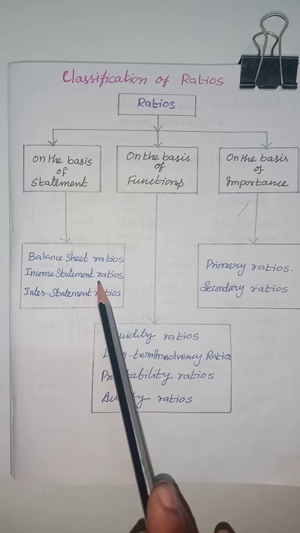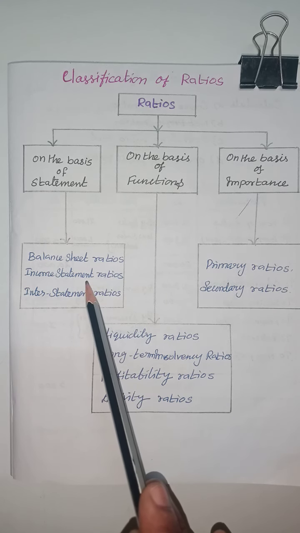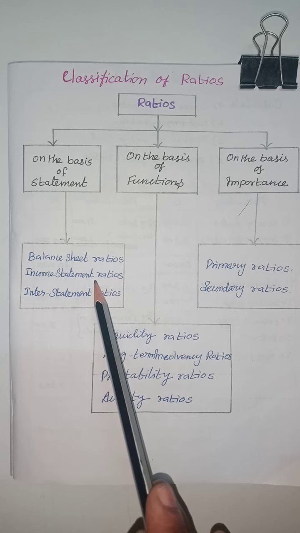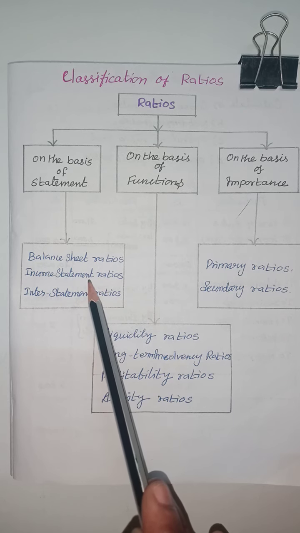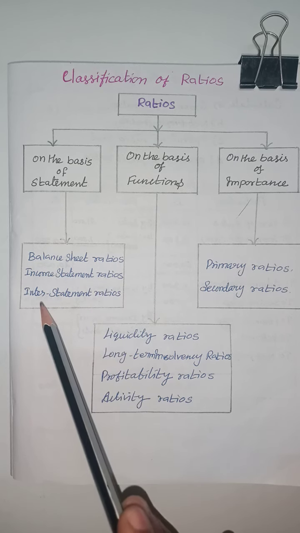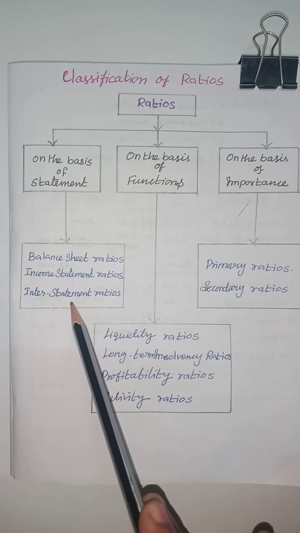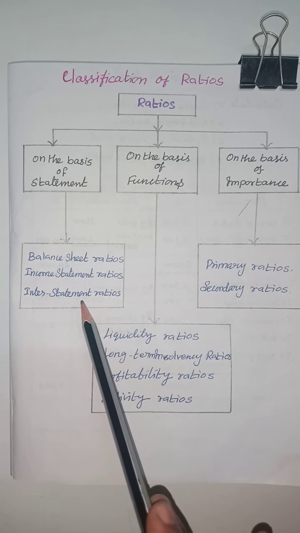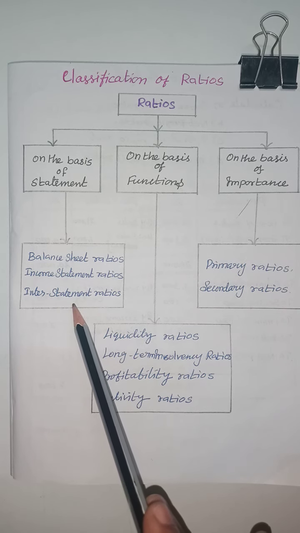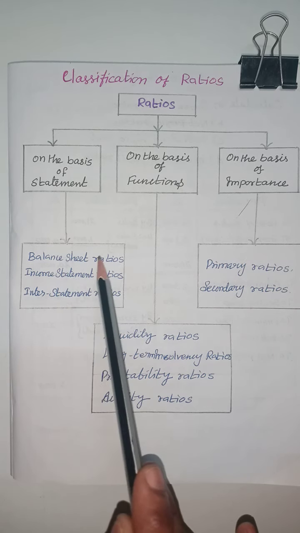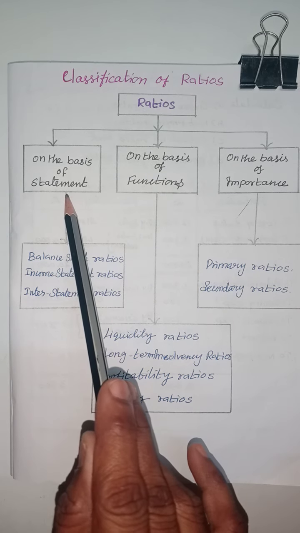These are the balance sheet ratios. Then income statement ratios, like gross profit ratio, net profit ratio, etc. Then the third one is inter-statement ratios. These are the stock turnover ratio, debtors turnover ratio, and creditors turnover ratio. So these are the classification on the basis of statement.